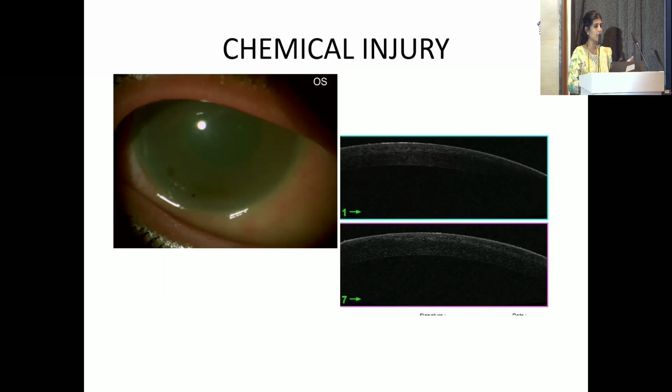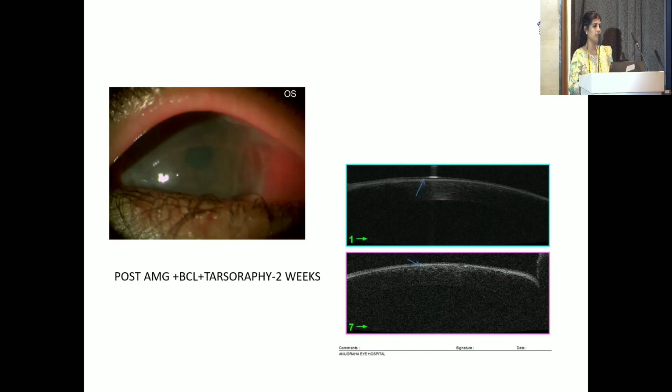In case of chemical injury, you can assess the epithelium loss, whether it is there or not, whether it is involving the stroma, and also monitor the epithelium growth following the chemical injury.